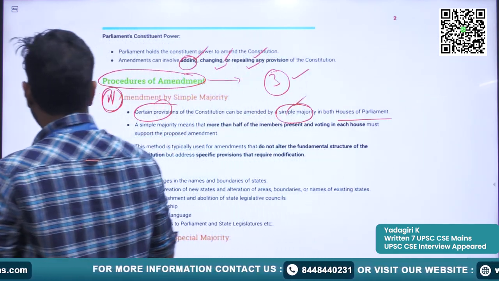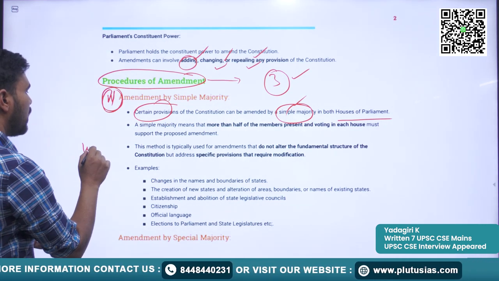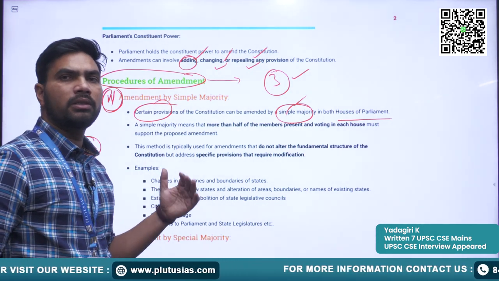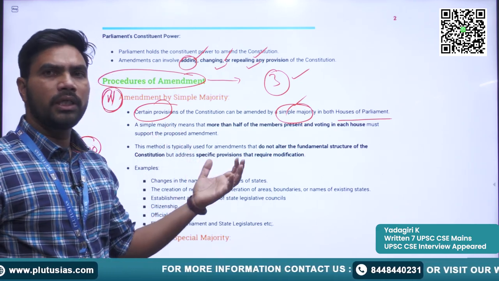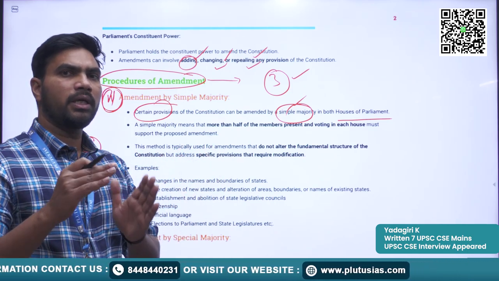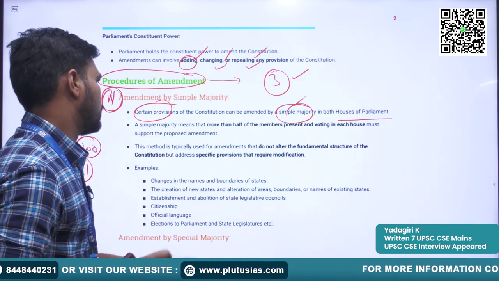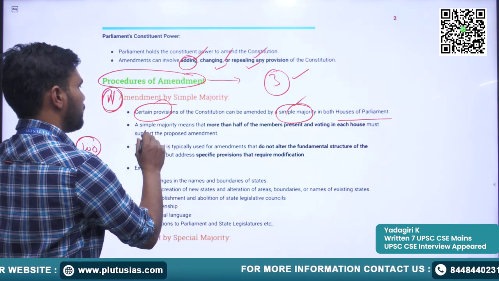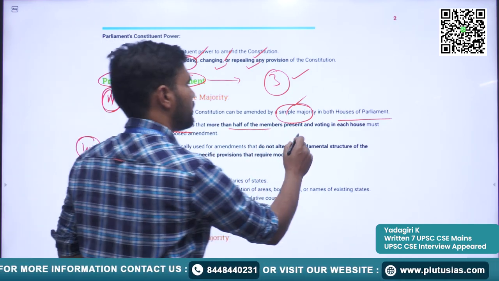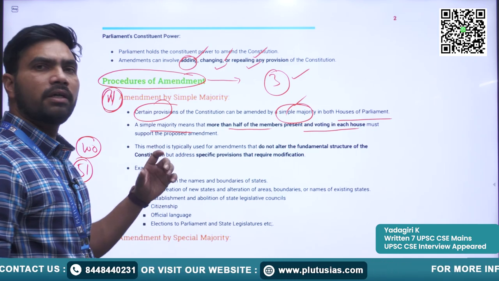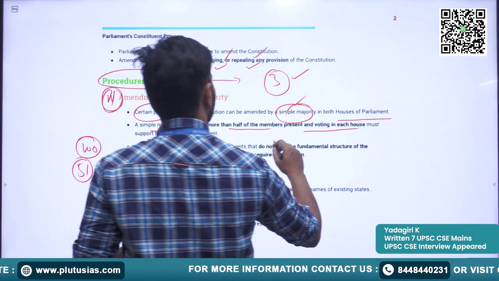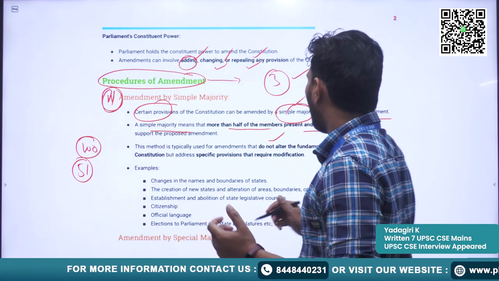For example, if 100 members are present in the Lok Sabha and a majority, meaning 51 members, agree to the amendment, it is deemed that the amendment bill has been passed, and the respective changes will be incorporated in the constitution. So a simple majority is sufficient for these kinds of amendments. More than half of the members present and voting in each house is sufficient.